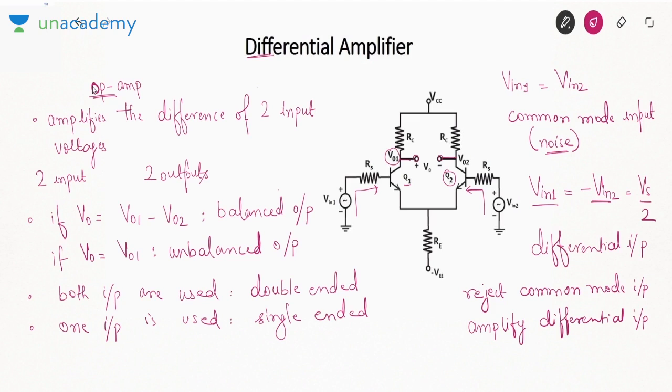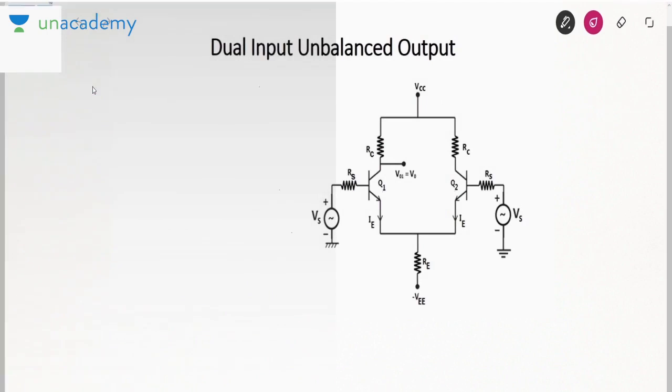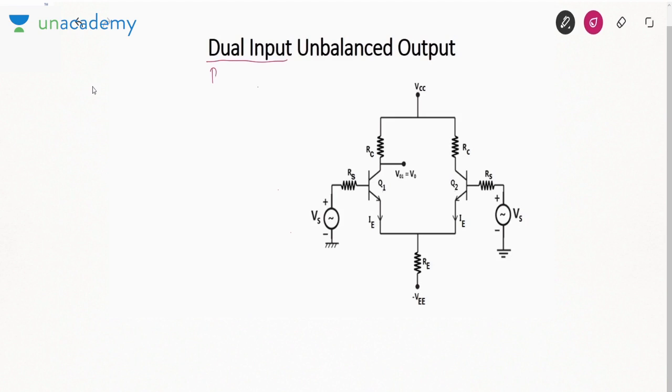So just now what you have to understand is that a differential amplifier is basically designed to amplify the difference of the two input voltages and to reject the common input or the noise. Now let us see the first configuration, dual input unbalanced output. Dual input means both inputs are used. Unbalanced output means only one output terminal is being used. So we are using both the input terminals but only one of the output terminals.